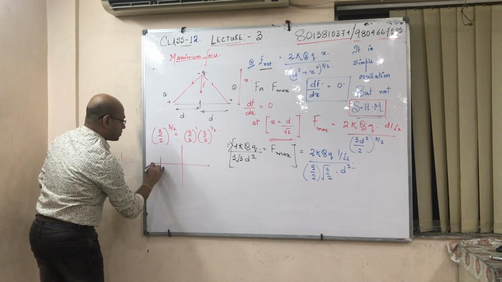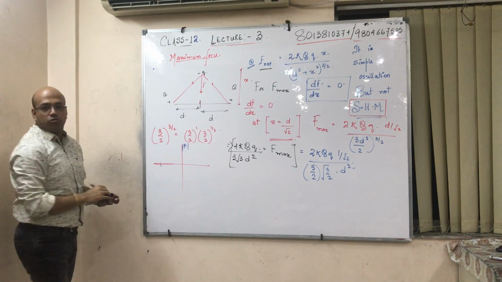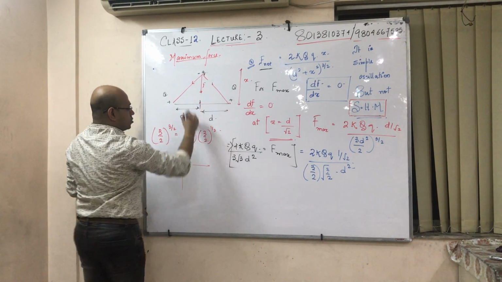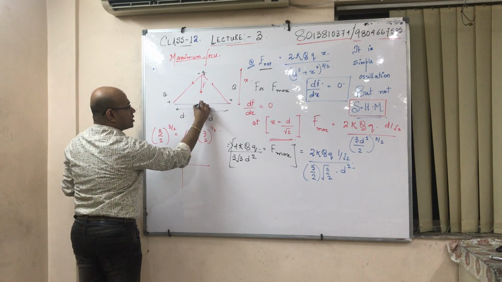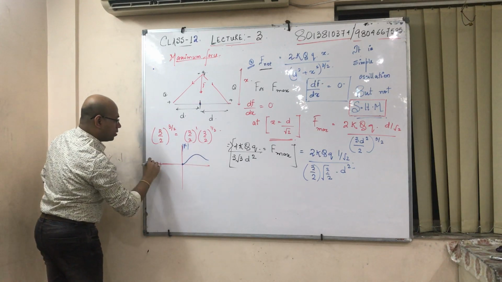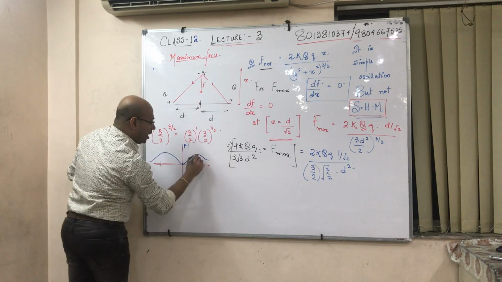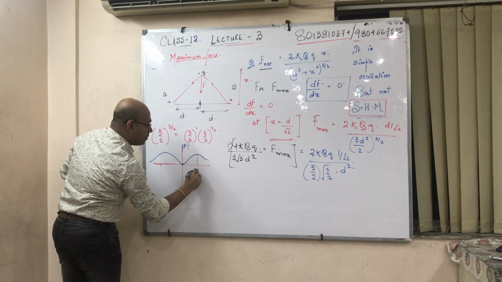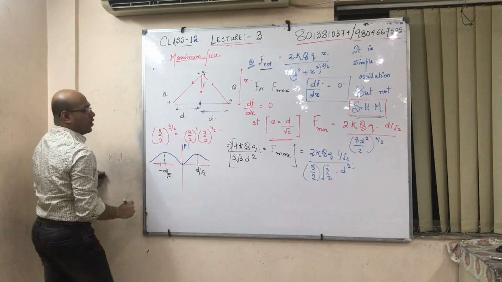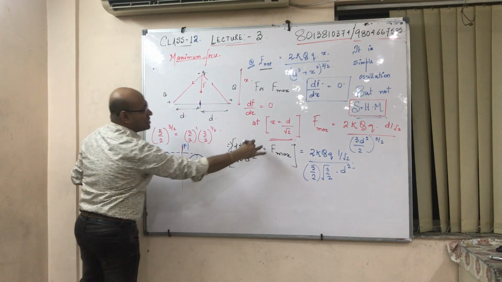Something like this. See, if I say the mod of the force, it means the magnitude. I am not talking about the direction. It is coming down. So at this point, the force is 0. As we go away, we get a maximum. Where is the maximum? At d by root 2, and in this case minus d by root 2. And what is the value of the maximum force? The value of the maximum force is this.